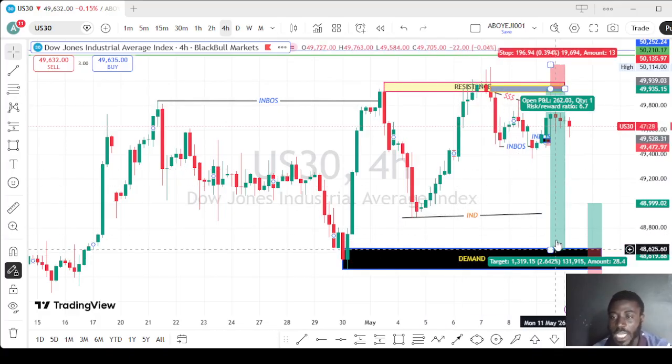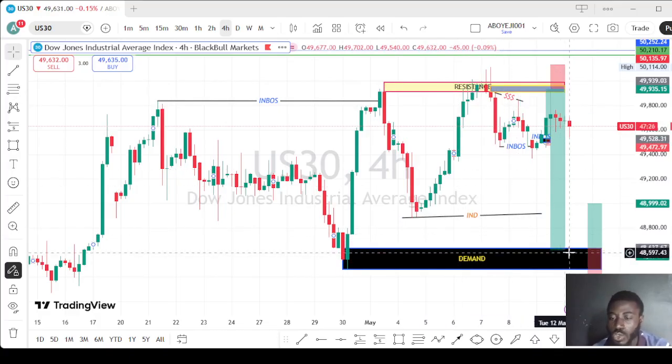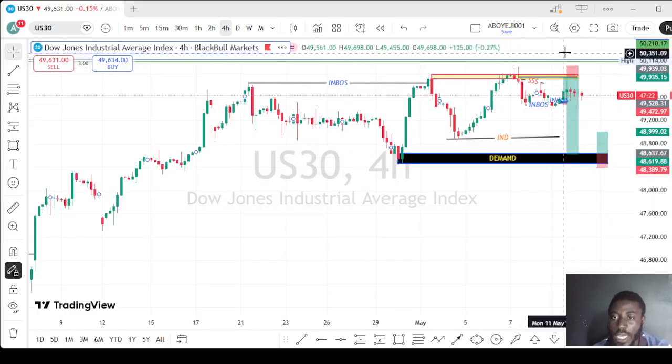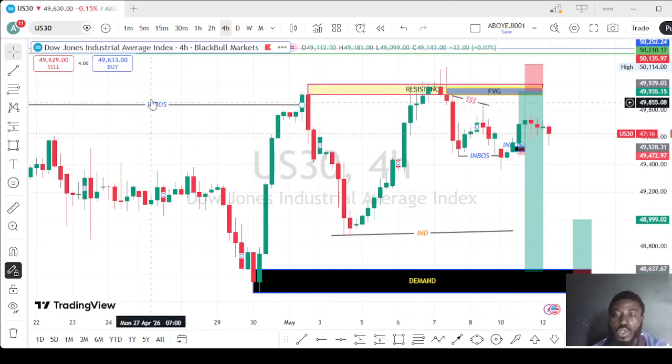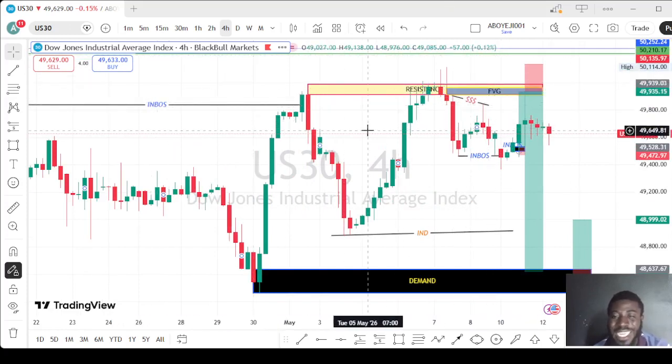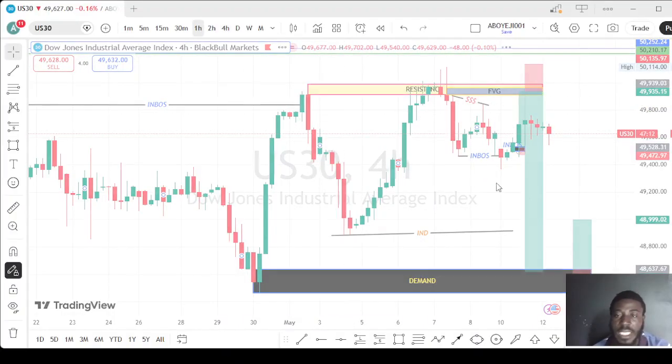So I am expecting the market to sweep this liquidity down and still go up before I can see it go down again, because there's liquidity up here. So this is what we are seeing. This is a resistant market. So let's move to the 1 hour time frame to see the clear chart.